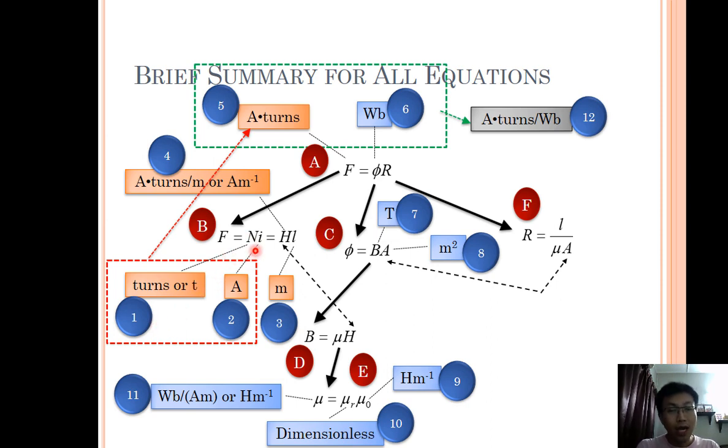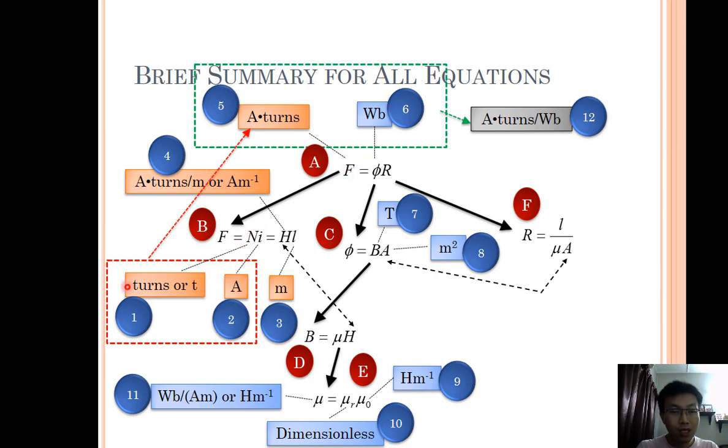So first, N, we know that it is turns, or we put it as T. Then I, we know as ampere. 1, 2, 3, this is meter. So 1, we need to find H. H is what? Ampere turns divided by meter, or without T, A per meter, A m^-1. Okay, this is H.